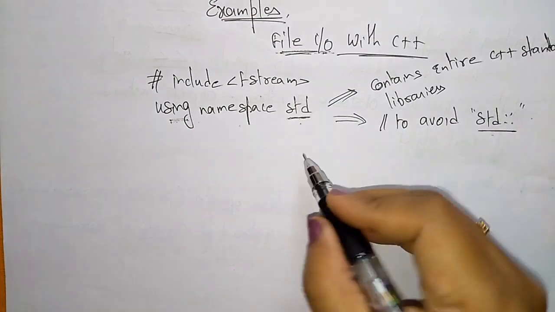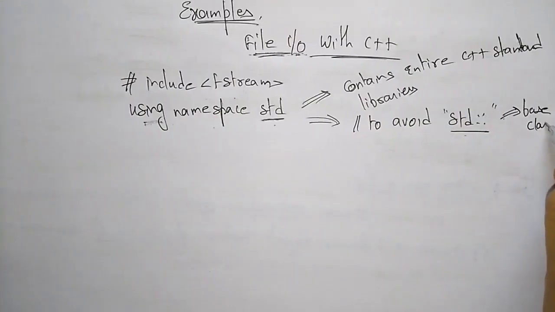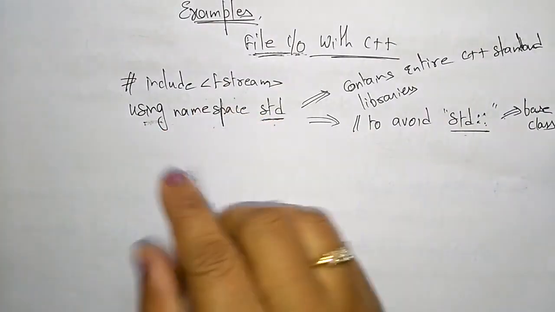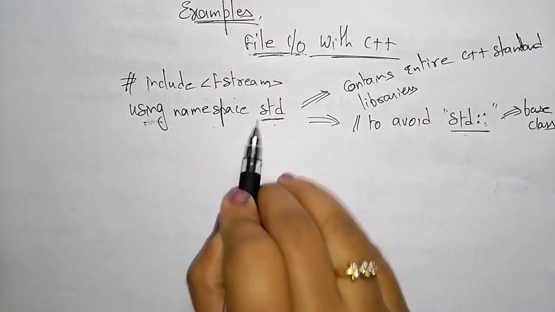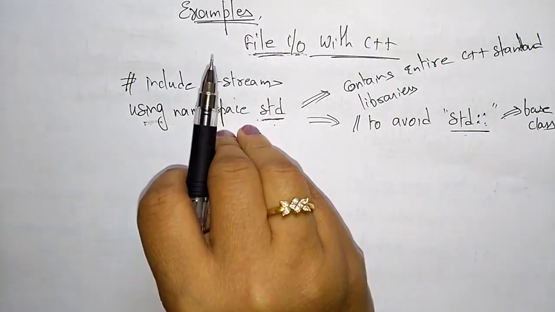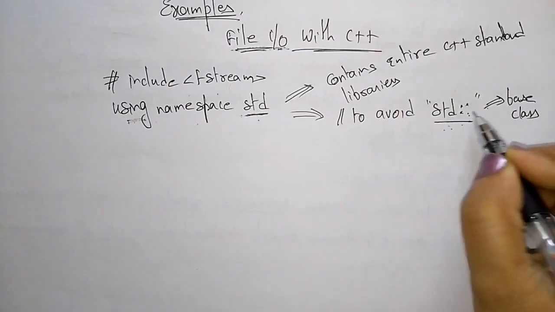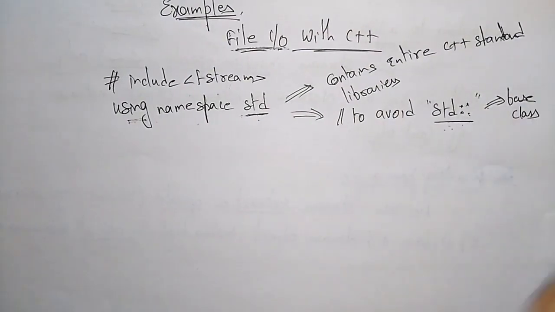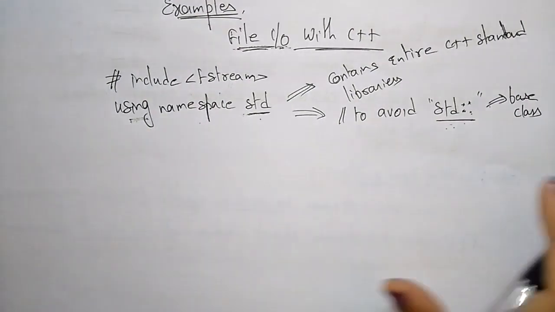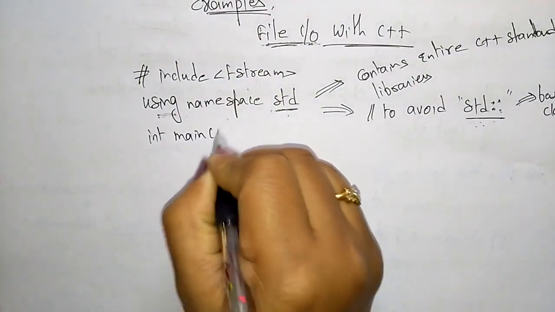Actually this std is the base class. We are inheriting the data in the base class. We are inheriting the data that is present in the namespace library into the program. So to avoid writing the std scope resolution operator every time we use the data, we just declare it before the program. Now coming to the program, int main.